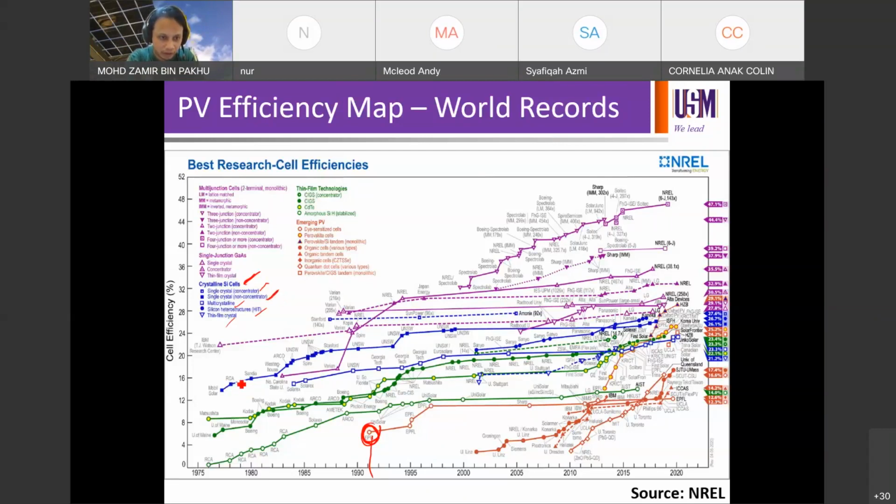Okay, so let's look at the trajectory of this line. Back in 1976, it was 12%, 14%, more or less. Look at this. The record is held by UNSW multiple times until back in 2000, it goes up, Panasonic, up to here. So the latest record here was announced back in 2017, I think, 2017 or 18, around 26.7%. Okay, so that's only one example of the technology that we're talking about.